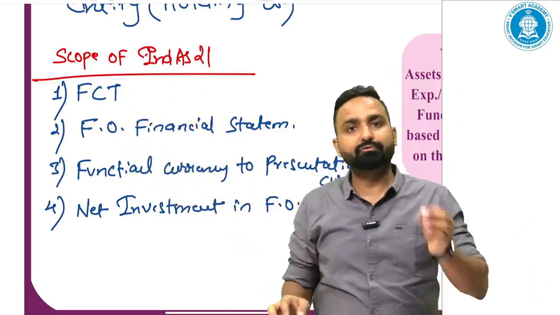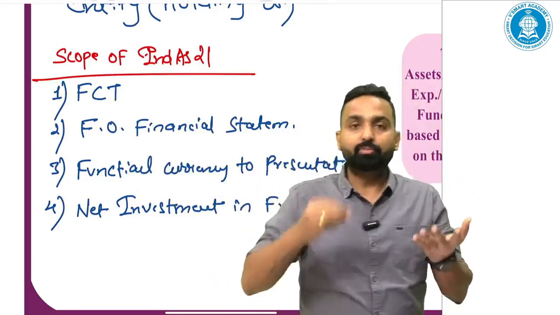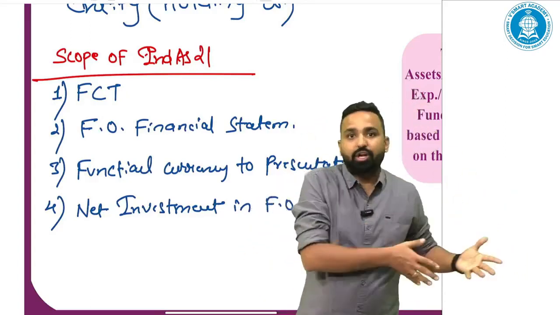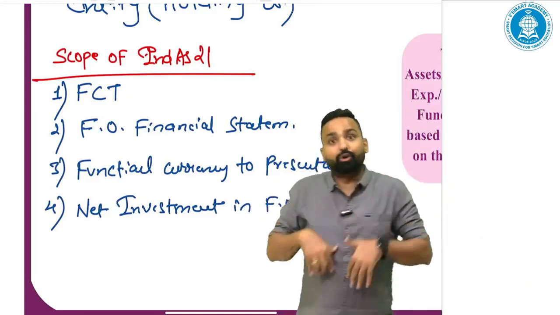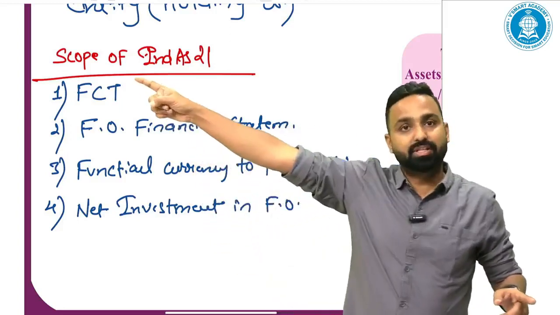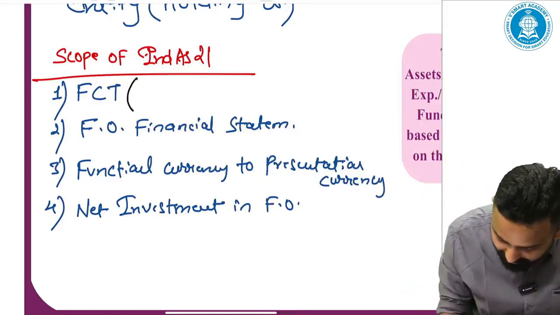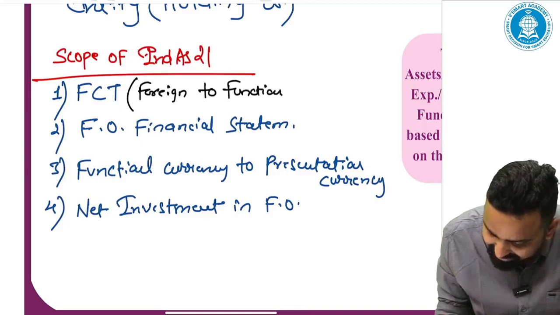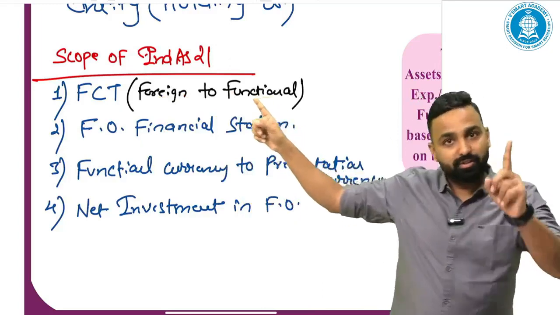What is the relevance of the first one? Foreign currency transaction: you purchase, you sell, you take a loan, you make an investment in foreign currency. Of course, if you are doing all these in foreign currency, you will not record all these things in foreign currency only. For the recording purpose, you need to translate these items into functional currency. So the first one is this: how to translate the foreign currency transaction into functional currency, foreign to functional. This is the first relevance.